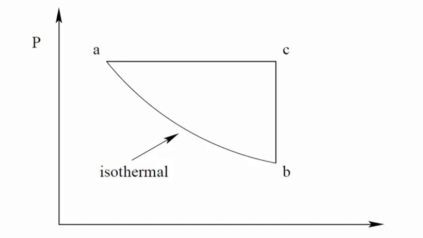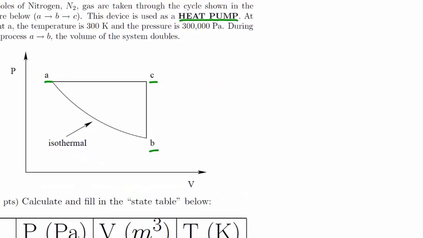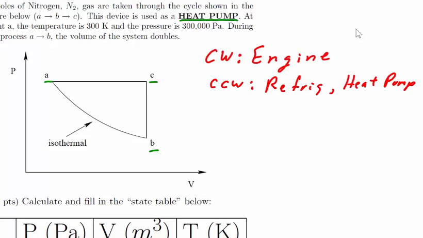In this case, A is our starting point, then we go through B, and finally to C before returning to A. This cycle goes in the counterclockwise direction, and as always, clockwise is for an engine and counterclockwise is for a heat pump or refrigerator. We can understand why this is true in a very simple manner.